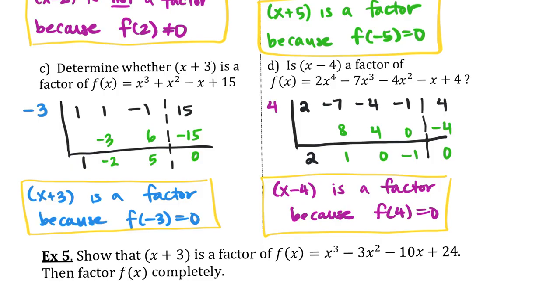For C and D, I found that both of the binomials were factors because when I evaluated it, I found that f of the number was equal to 0. And if you did direct substitution, the first one wouldn't have been bad, but the second one you probably would not have wanted to do that.